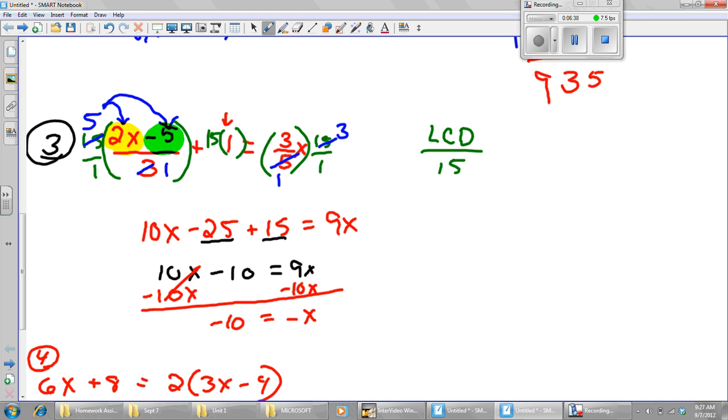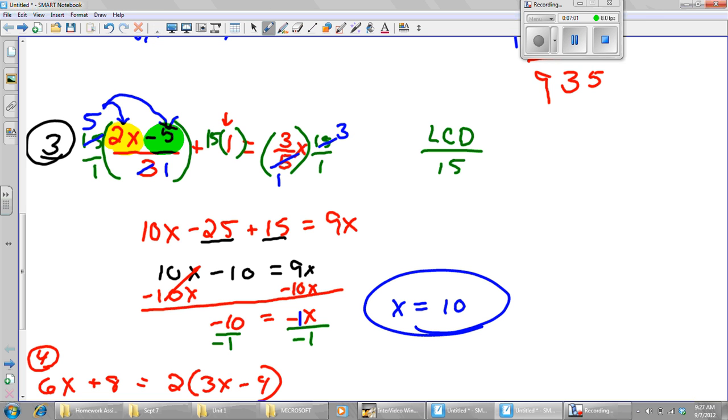All right, so right now I have negative 10 equals negative x, but I never want to have a negative x. I'm going to divide both sides by negative 1. Why am I dividing both sides by negative 1? Because it's like I have a negative 1x right there. So I'll divide by negative 1, and therefore x will end up equaling positive 10, and there I go.